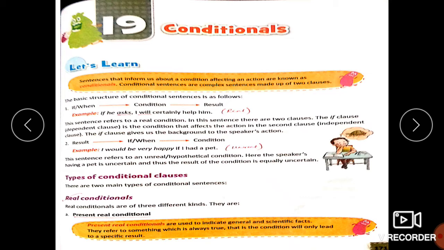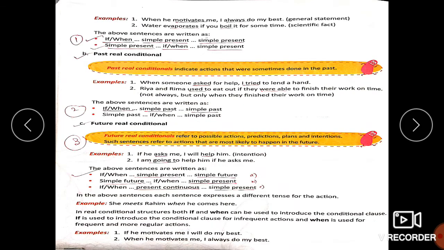They refer to something which is always true, just like general facts or universal truths that we come across when we practice narration. This is just the same. The present real conditionals are used for scientific facts which are never going to change their results. That is, the condition will only lead to a specific result. So these kinds of sentences lead to only specific results. There is no change of results. Let's see an example.